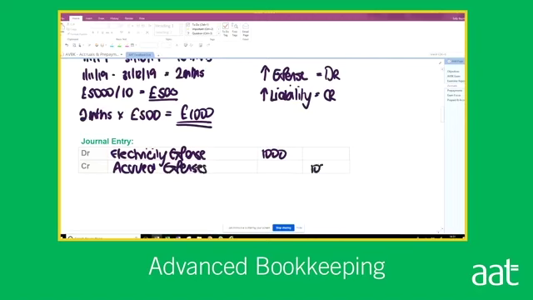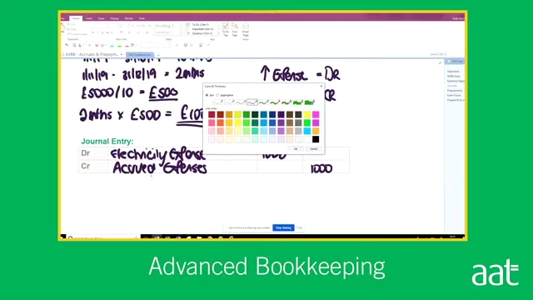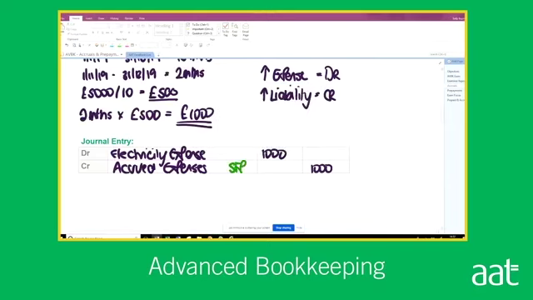For 1,000. Now, this accrued expense is obviously a statement of financial position item, and it is a current liability because we know we're going to have to pay for that electricity bill when it arrives within the next 12 months. The electricity expense then is a statement of profit or loss item, and all it means is we've just increased the charge that we're going to put through to the P&L.